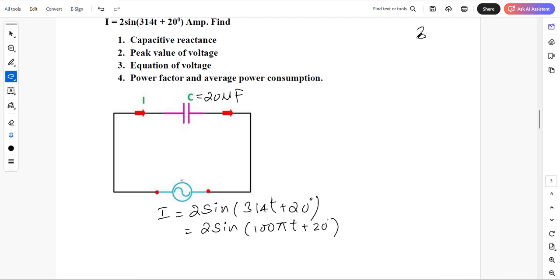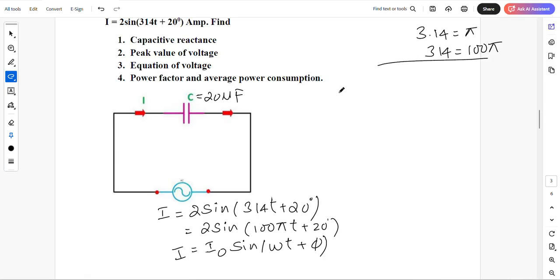This I have told you already. 3.14 is pi, so 314 is 100 pi. Therefore, in place of 314 I am writing 100 pi t plus 20 degree. This I have to compare with I naught sine of omega t plus phi. So I is equal to I naught. Now what you have to calculate? You have to calculate the capacitive reactance.